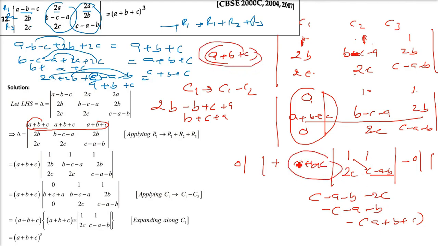This is the first one, then the second one, and the third one from inside, the 2 by 2 determinant. So this minus minus will become plus, A plus B plus C already we have, and then we have 3 ABCs here. A plus B plus C whole cube. This is what is the answer here.